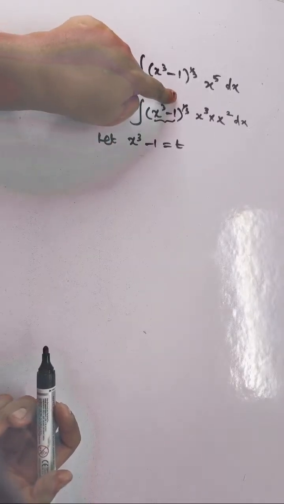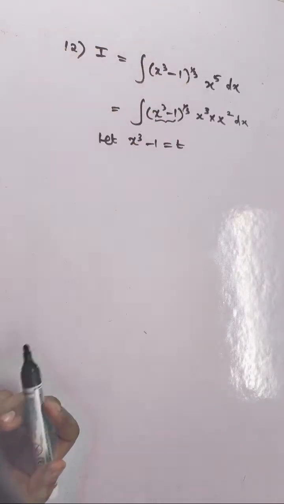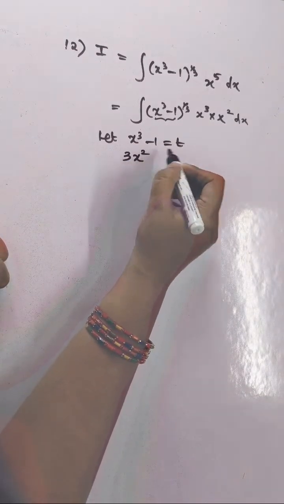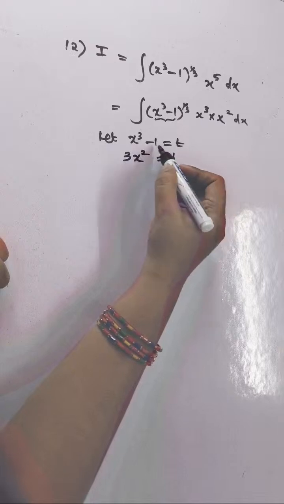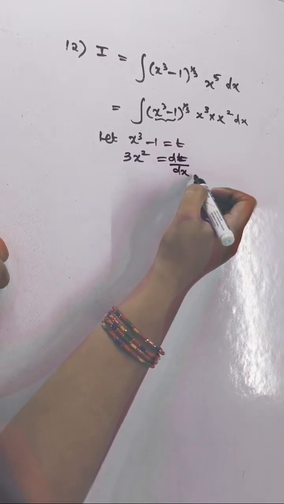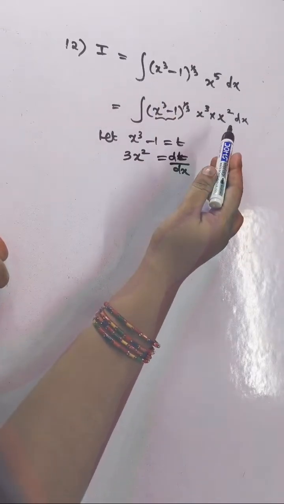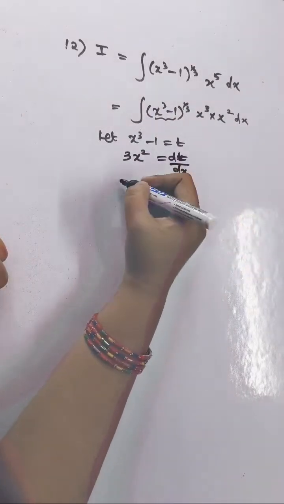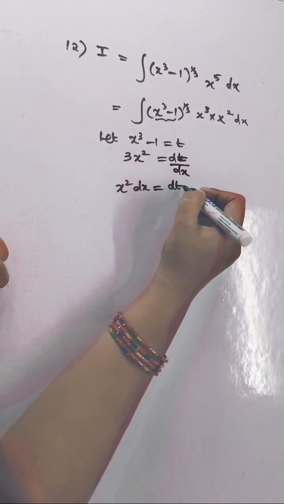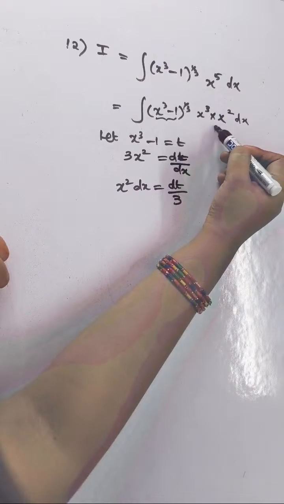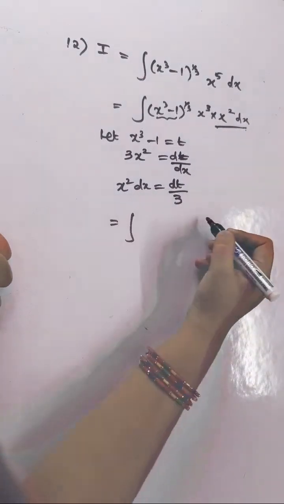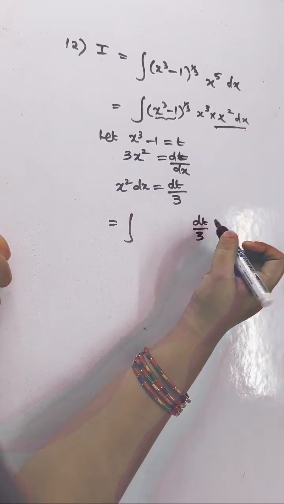Since you have power 1 by 3, take this whole term as t. Now differentiate with respect to x on both sides. So you get 3x square equal to, since it is a constant, minus 0, dt by dx. Since we don't have 3 in the given question, take this 3 to the right side. So x square, take this dx to the left side. So you have x square dx, that is replaced by dt by 3.